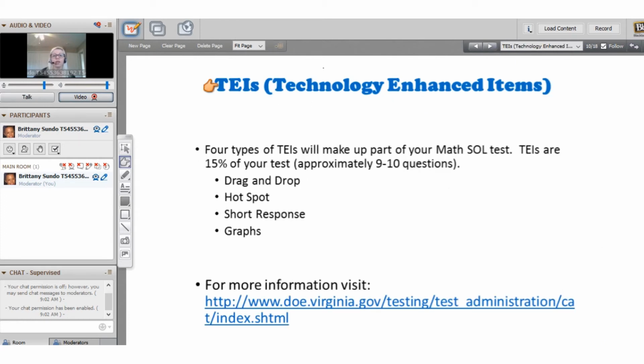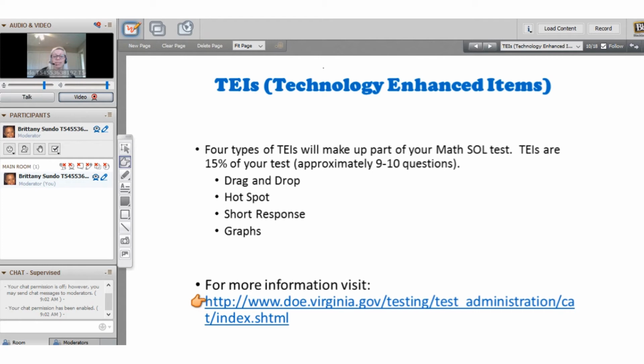I also want to take a look at something called TEIs. Those are technology enhanced items. 4 types of TEIs will make up part of your math SOL test. TEIs are 15% of your test, which is approximately 9 to 10 questions. Okay, and they're made up of drag and drop, hotspot, short response, and graphs. The remainder of the questions will be multiple choice items. For more information, you can visit this website. It will give you a video overview of what you can expect on your computer adaptive test for your SOL.